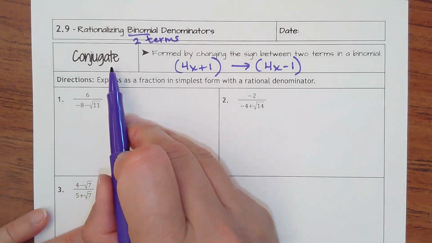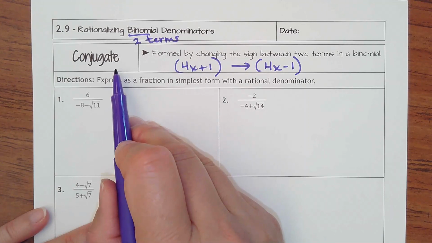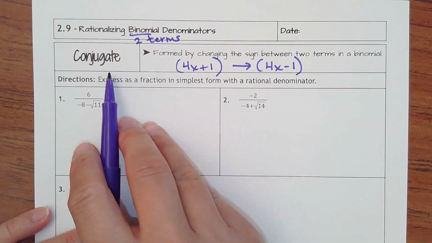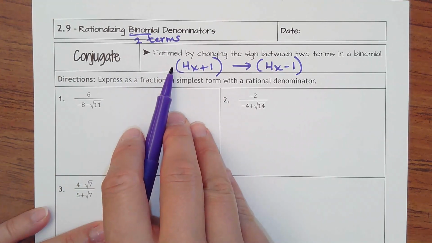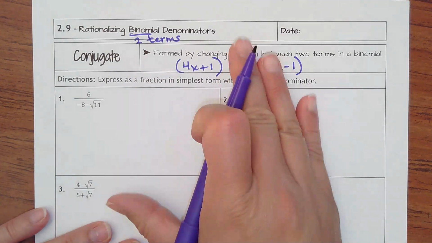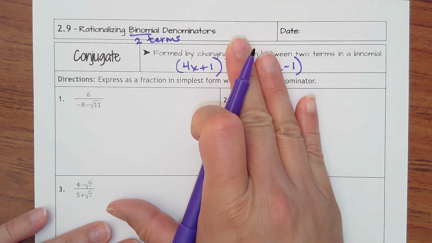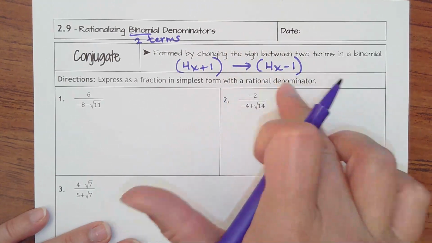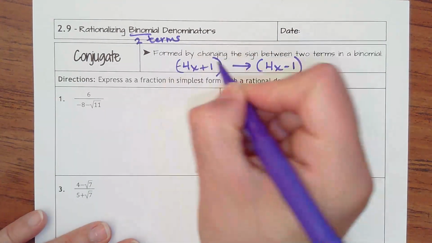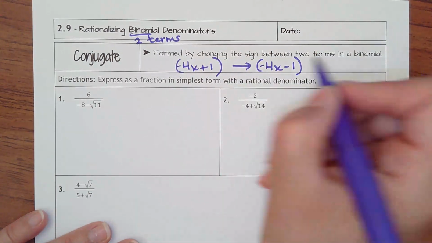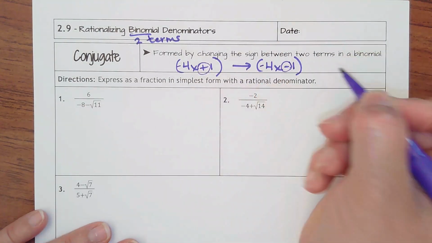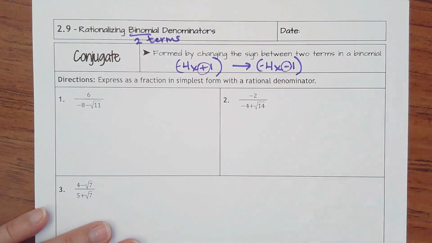So let's talk about a conjugate. We actually talked about this a couple lessons back, and I told you we'd get to it. It's formed by changing the sign between two terms in a binomial. So let's say I had 4x plus 1 as a binomial. The conjugate would be 4x minus 1. Even if the first term was negative, it would still stay negative. The only thing that changes between the terms is the plus or minus sign.